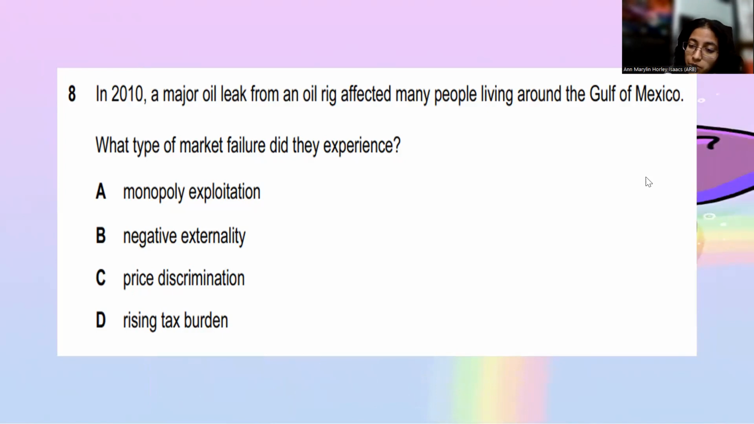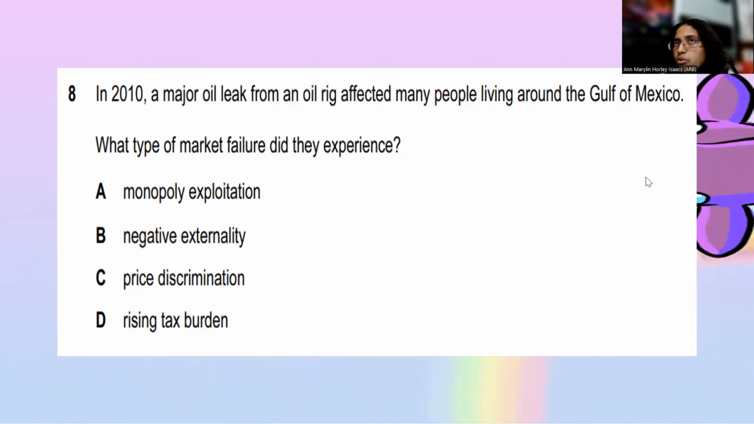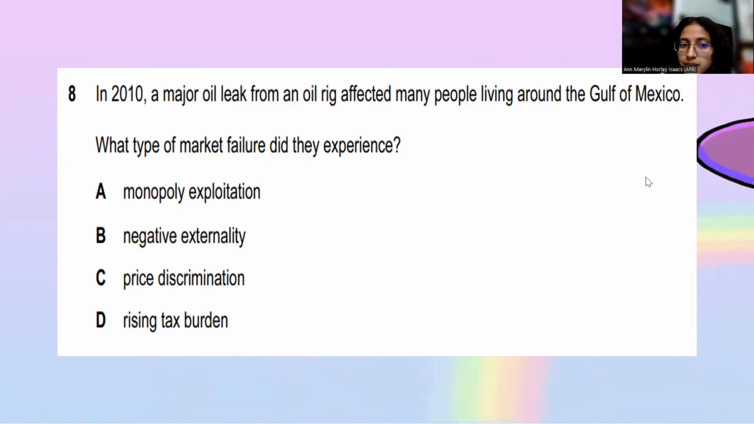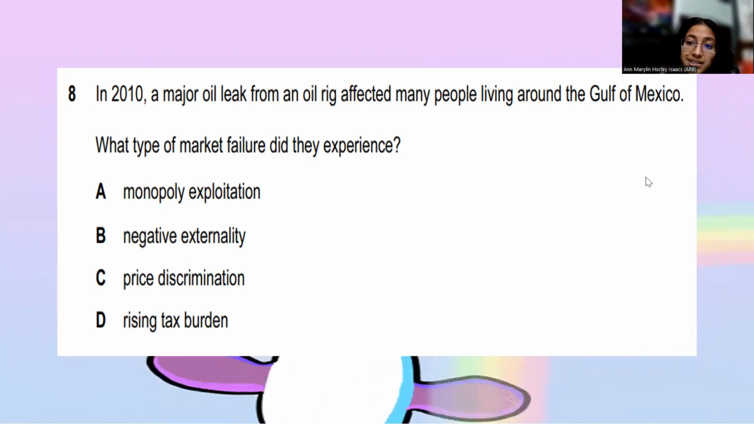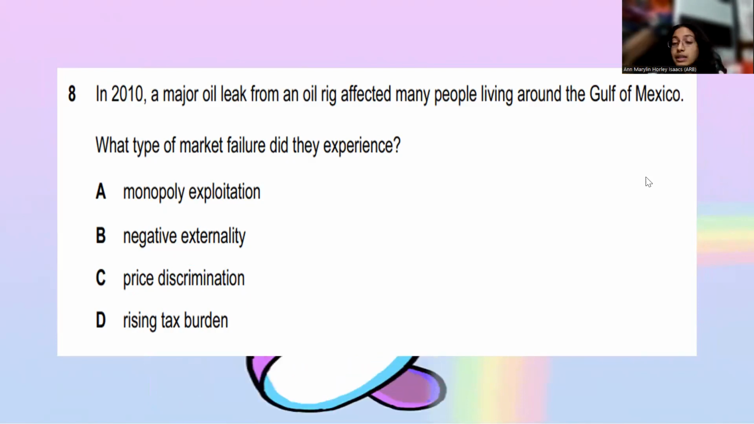Because we don't need to go through that many. But the main ones that you really need to concern yourself with would be negative externalities, positive externalities, as well as monopolies. Yeah. So monopoly exploitation, option A, tells you that there should be only one oil rig. The question said a major oil rig. Sorry, major oil leak from an oil rig. Did they say it was the only oil rig? No. Okay, so that's one.